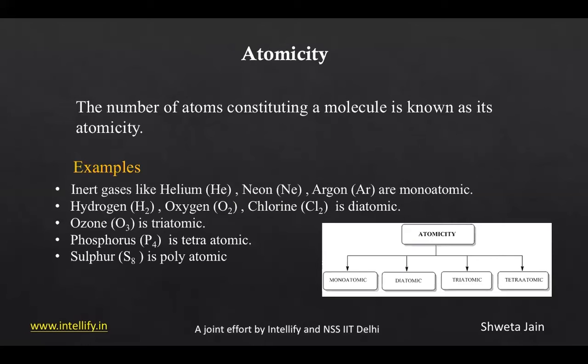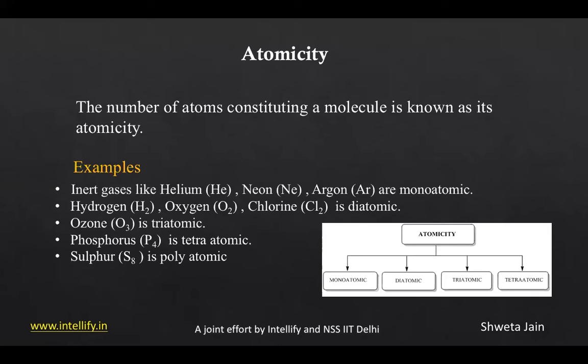The number of atoms forming a molecule is known as its atomicity. In the picture, we can see atomicity: monoatomic, diatomic, triatomic, tetraatomic. For example, inert gases like helium, neon, argon are formed by only one atom of that element, so they are called monoatomic.